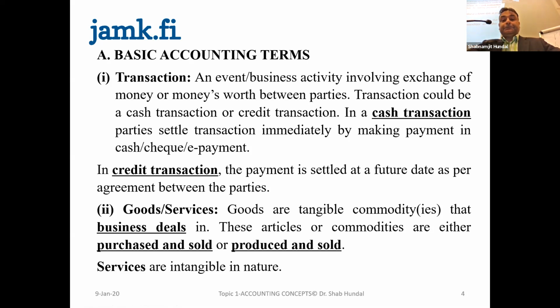Goods and services. Goods are tangible. When I say tangible, it means they are physical. They have a shape. You can touch them. That's why we call them tangible. If you buy, we call it goods are bought or goods are purchased. In accounting and finance, we don't use the word buy. We say purchase. And we never say purchase goods, we say just purchase. And if you sell goods, it's sales or selling.